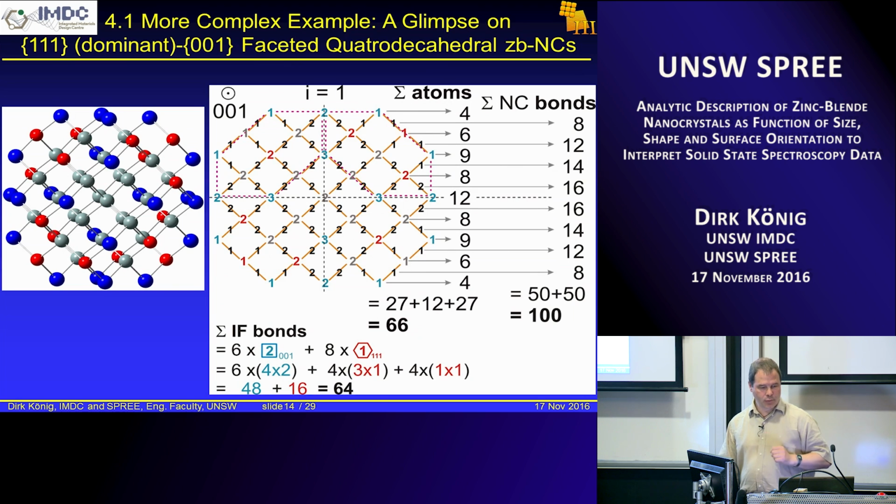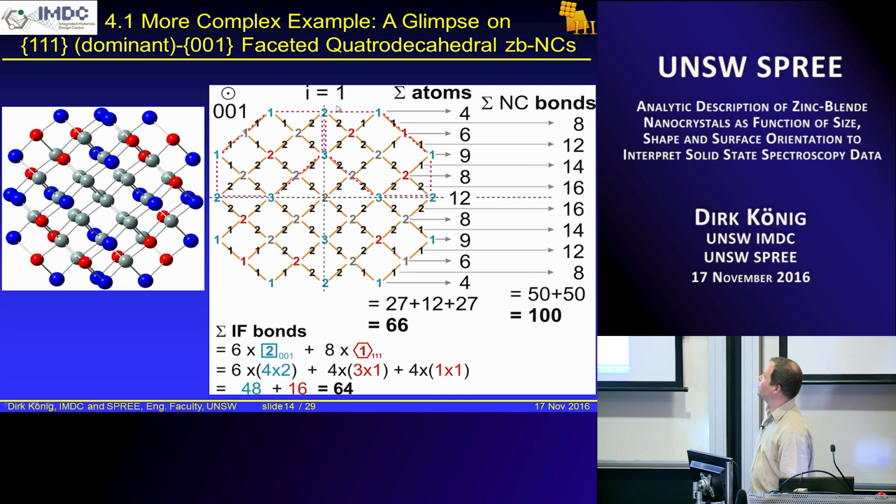Okay, a more complex example. I should probably explain the graph on the right-hand side first. This is a quadrodecahedron, which is 1-1-1 dominant. That means you got the hexagon here, like these 6 blue atoms. The hexagon is actually shown here. And you got the squares, all 1-oriented squares. I mean, the surface orientation is all 1. And this legend tries to picture that in a 2-dimensional way, so it's better understandable.